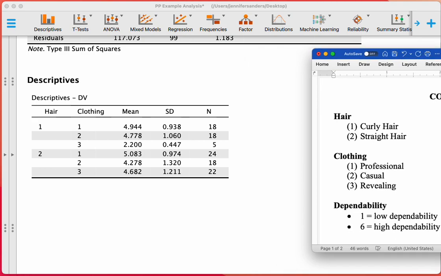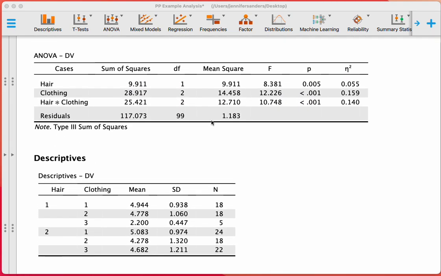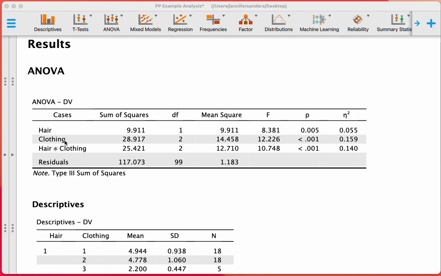So we've run our Omnibus test, and now we are going to probe to find out where the differences were with hair, although we can pretty much see that it's probably going to be that curly hair was lower in dependability. We'll see where the differences were with clothing, and we'll see what our interaction effect looks like.